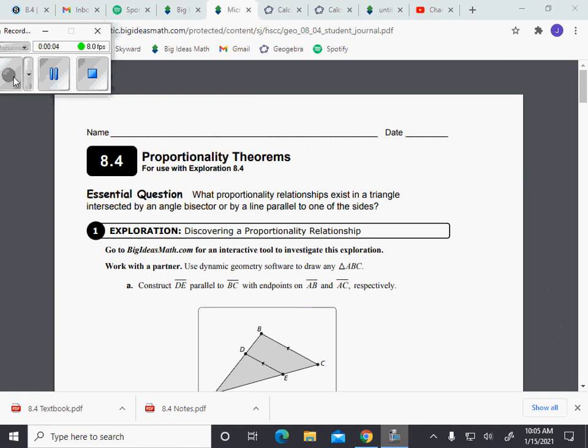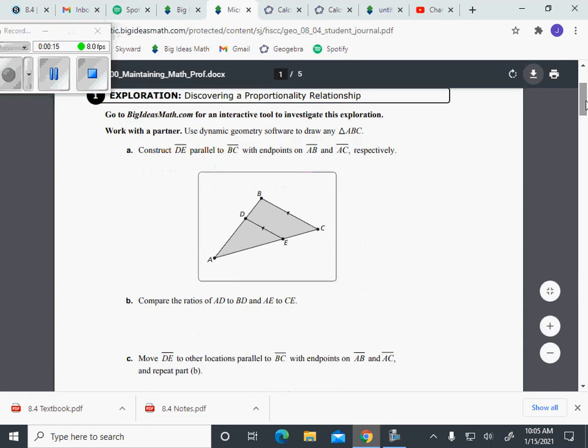8.4. This is the last section of Chapter 8. We're talking proportionality theorems. Right down here, we are going to construct a triangle where two sides are parallel.